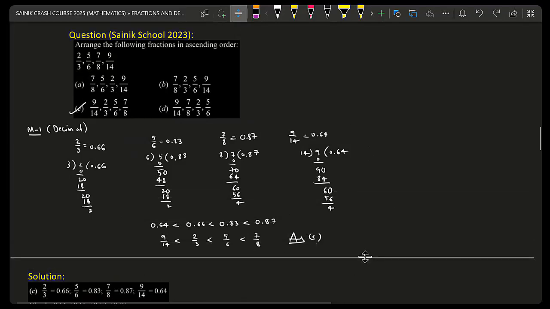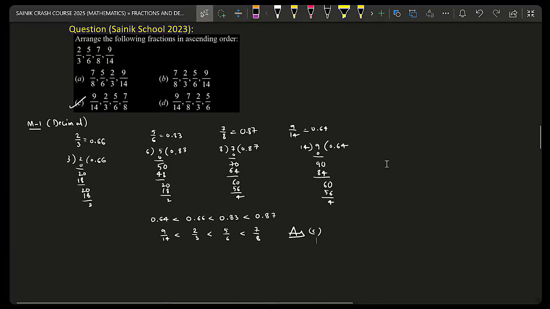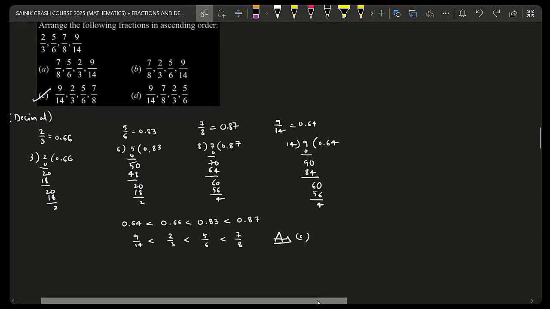Next, any student want to explain in another method? I will give you a chance. This is method number 1, the decimal method. Now, who wants to explain another method? Sanvi, Ashwar, then Mayuk? Mayuk, can you give the answer?